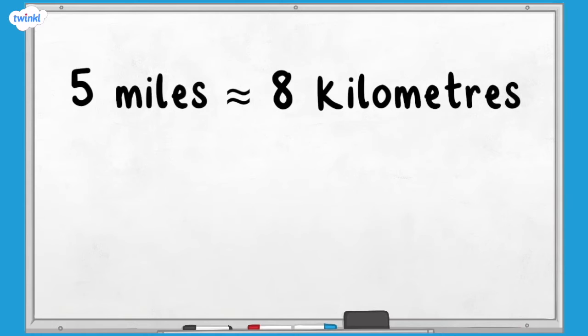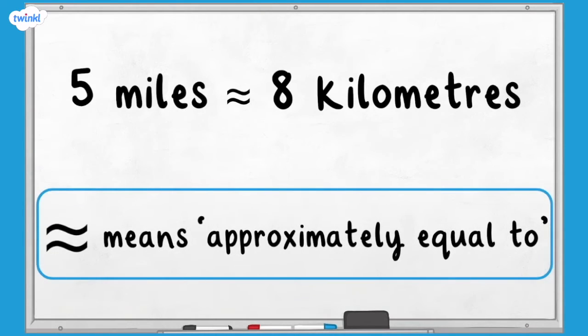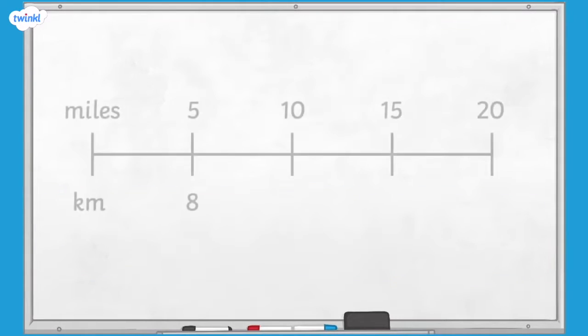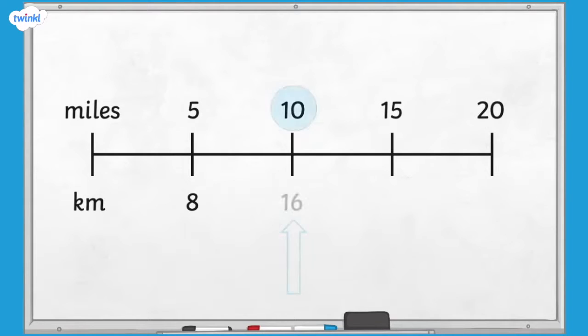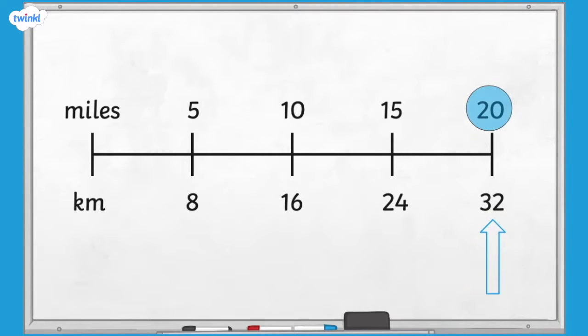5 miles is approximately equal to 8 kilometres. We can use this symbol to mean is approximately equal to. Using this conversion, we can work out that 10 miles would be approximately equal to 16 kilometres. 15 miles would be approximately equivalent to 24 kilometres, and 20 miles would be approximately equivalent to 32 kilometres.